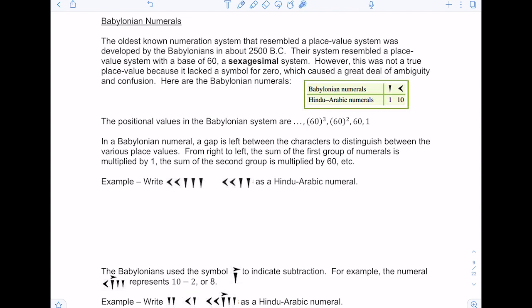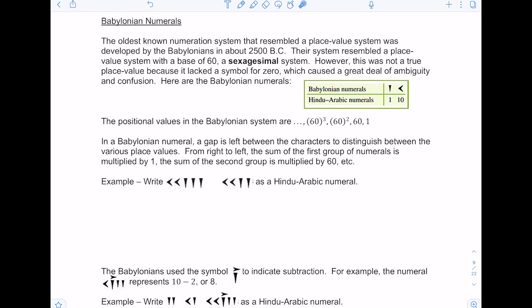So we had these symbols where this upside down triangle looks like a 1, and then this arrow looking symbol represented a 10. So these are the Babylonian numerals up top, and then the numbers we use now, the Hindu-Arabic numerals, are in the bottom of that chart. The positional values in the Babylonian system are not like the ones we use in our decimal system, where we had 1 and then 10 to the first, 10 to the second, 10 to the third. Since it's base 60, we have 1 and then 60 to the first, 60 to the second, and 60 to the third.